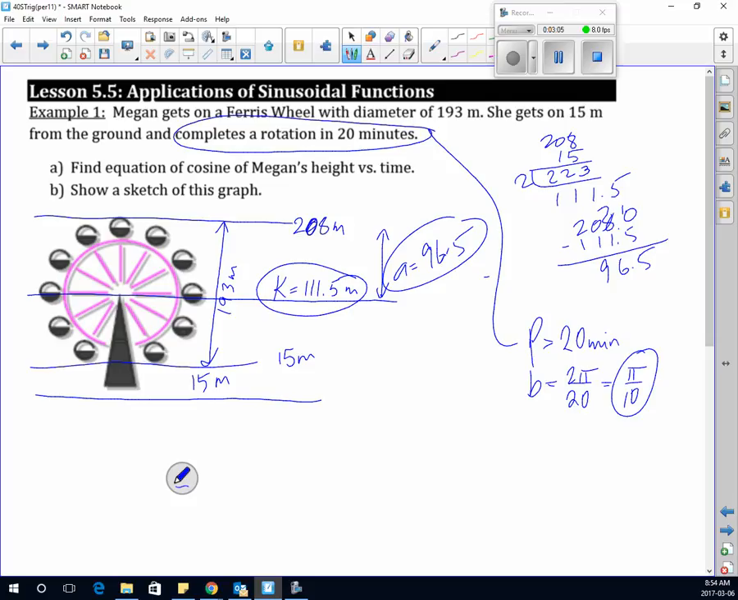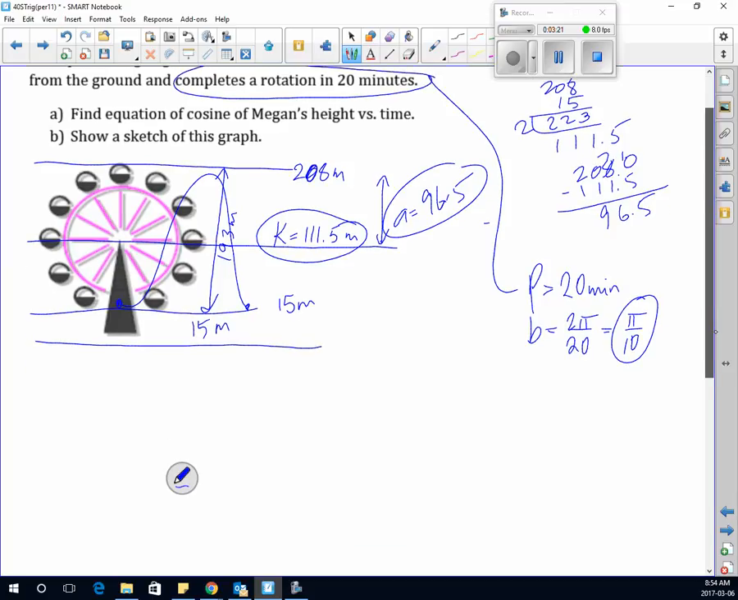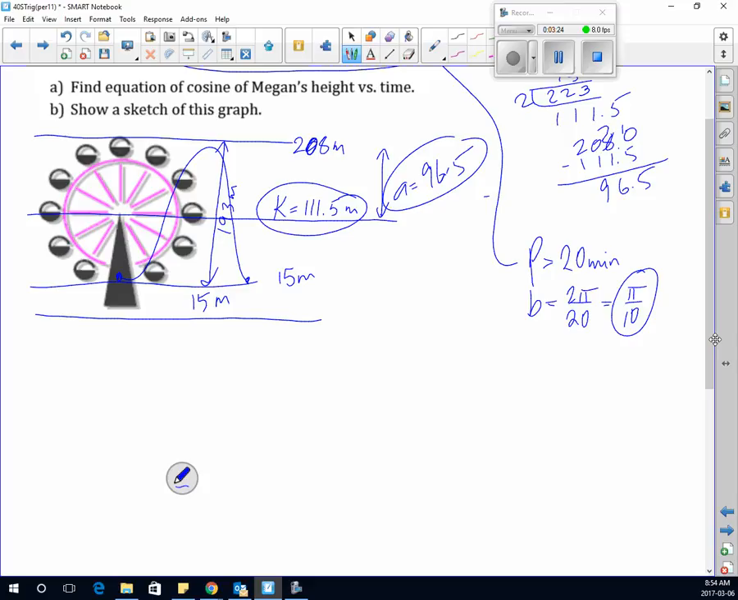The thing is you got to read the question, and it says she gets on 15 meters from the ground and completes a rotation. So she's starting here and then going one rotation. Do you see that? So let's do the sketch first versus the equation. We're starting the time when she gets onto the Ferris wheel. Does everybody see that this would be a 1-quadrant graph? And we have our height, h of t, and our time is t.